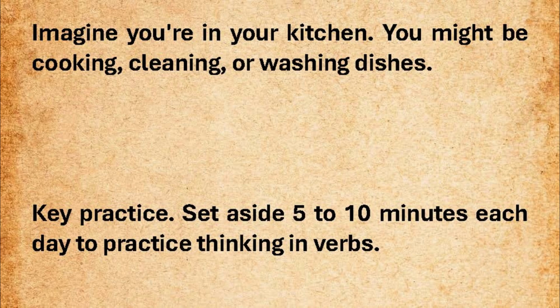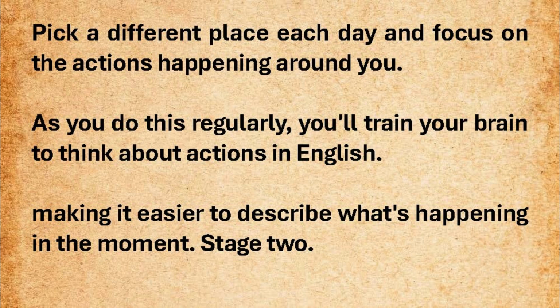Key practice. Set aside 5 to 10 minutes each day to practice thinking in verbs. Pick a different place each day and focus on the actions happening around you. As you do this regularly, you'll train your brain to think about actions in English, making it easier to describe what's happening in the moment.